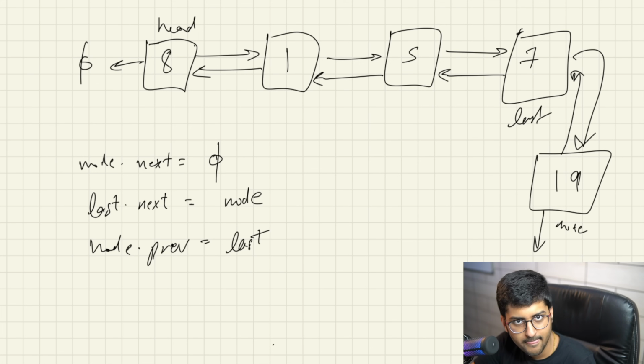Is there anything else required? No. Just think about the edge case. What if the linked list is empty? What will you do in that case? If the head is null, in that case, what will we do?